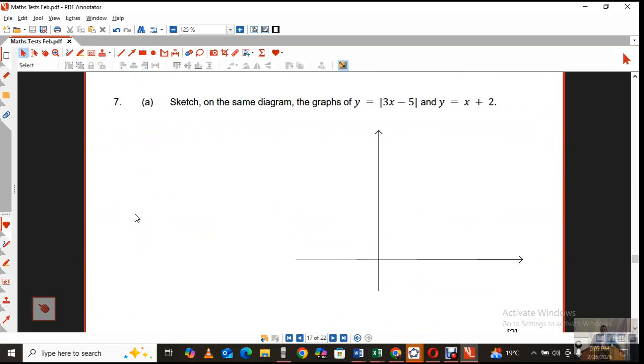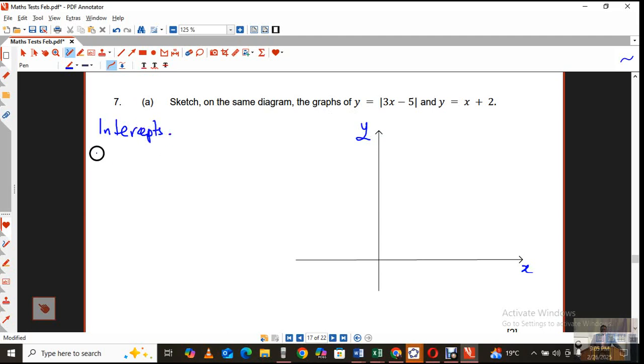Here we go. We have got an absolute value graph, a function, y equals the absolute value of 3x minus 5, and then you have got y equals x plus 2. One of the most important things when it comes to sketching things on the same axis, let's just go ahead and label them. This is going to be the x-axis over here, and this is going to be the y-axis over there. Always work and find the intercepts.